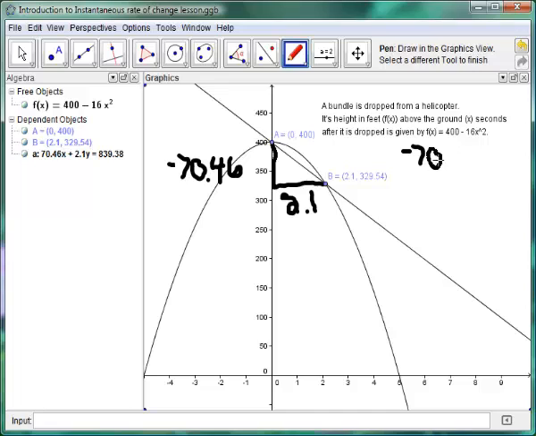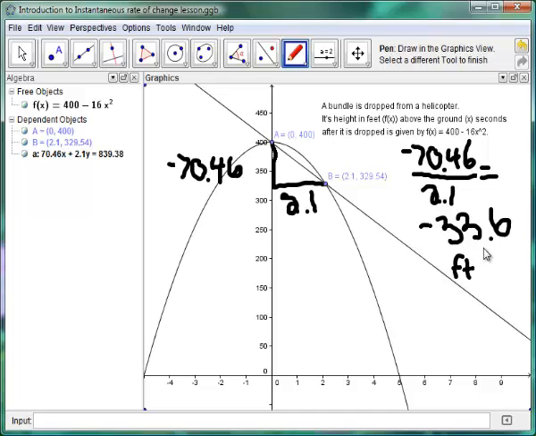That's how we find the rate at which this object is falling on average. And so when I do that, I get negative 33.6. And it's negative because the object's falling. So that would be feet per second, because it dropped this much, 70.46 feet, in a period of 2.1 seconds. So this negative 33.6 is in feet per second. That's a rate of change right there. How many feet did it drop in how many seconds? So that's how quickly it's dropping on average.